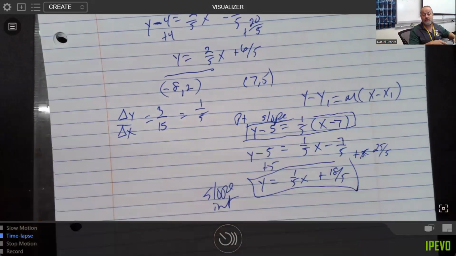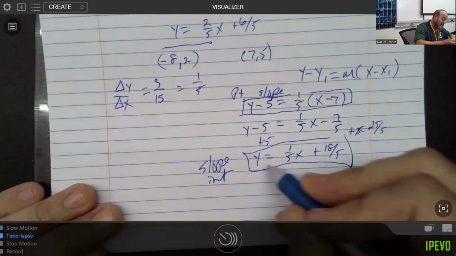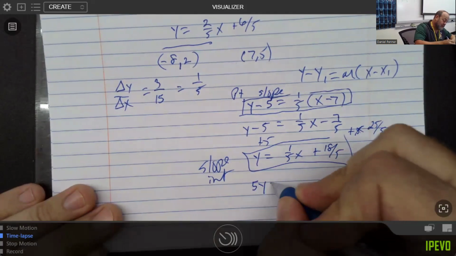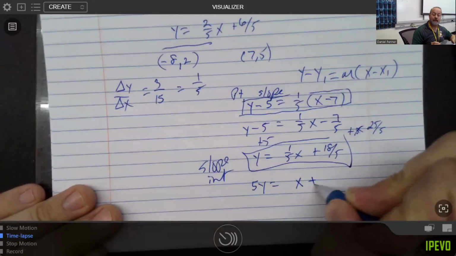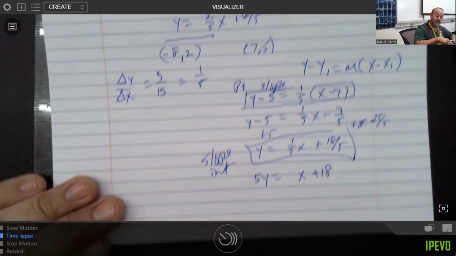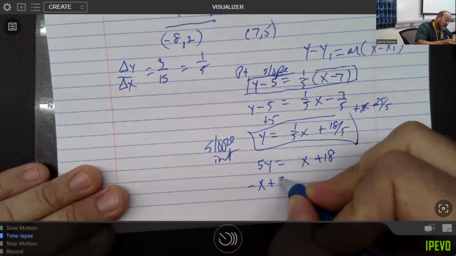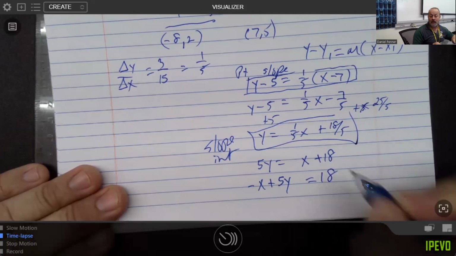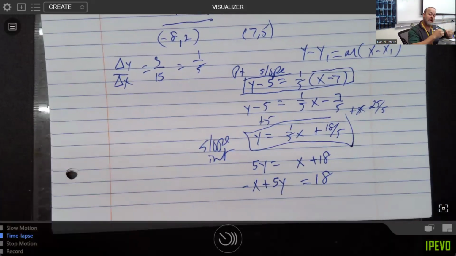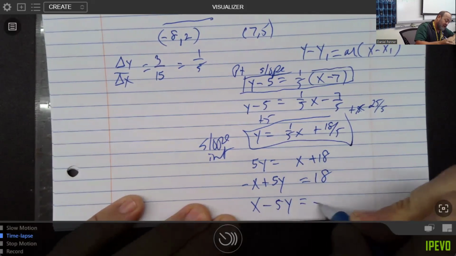And last but not least, if we wanted to go to standard, we're not allowed any fractions. So I'm going to multiply everybody by 5. That's 1x plus 18. We're getting close, but we should have all the x's and y's on the same side together. So I'm going to move this x to the other side. And last but not least, the little rule says that you are never, ever allowed that x value to be negative. So I'm going to multiply by -1. And I've got x minus 5y equals -18.